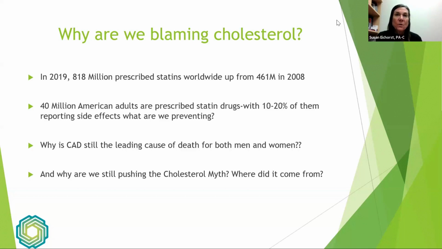If this were cholesterol related, this should just be done. This is a non-issue. We don't have to worry about it. Mrs. Smith, you have high cholesterol. We'll put you on a statin drug. We will never have to worry about this again. But 3 years later, Mrs. Smith is deceased from a fatal heart attack. And we all wonder what happened because her cholesterol is normal. Why do we keep pushing this cholesterol myth, and where did it come from?